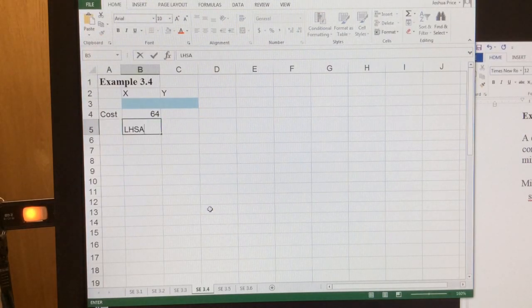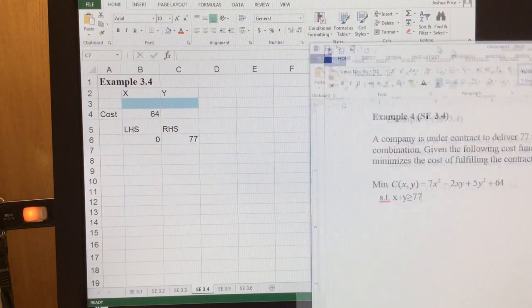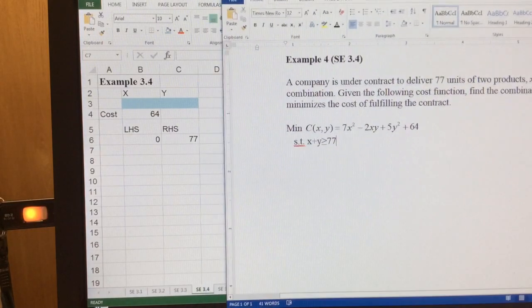We now have our left-hand side constraint and our right-hand side constraint. Our left-hand side constraint is equal to X plus Y. Our right-hand side constraint is 77. So by writing it out, it should be fairly easy to see exactly how these things come into play. So we have our cost function, which we want to minimize, with our left-hand side and our right-hand side constraint.